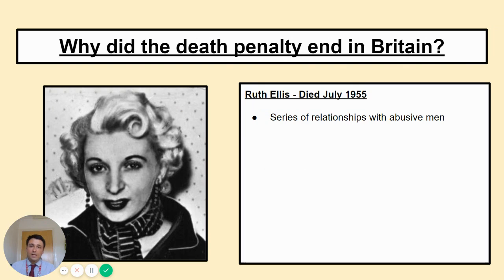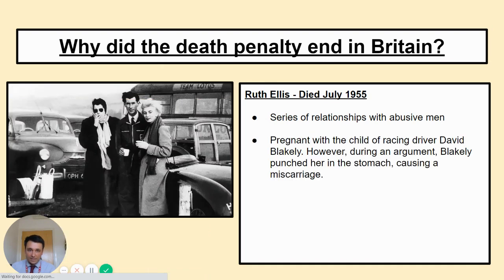Okay, Ruth Ellis died in July 1955, aged 28. Now, Ruth Ellis had had a series of relationships with abusive men in her past. And she'd become pregnant during a relationship she was having with a racing driver, David Blakely. So there's David there, the racing driver in the picture. And so Ruth Ellis was pregnant with this gentleman's child. However, Blakely was abusive, and during an argument, he had punched her in the stomach, causing a miscarriage. Just one of several times that Ruth Ellis suffered domestic violence.